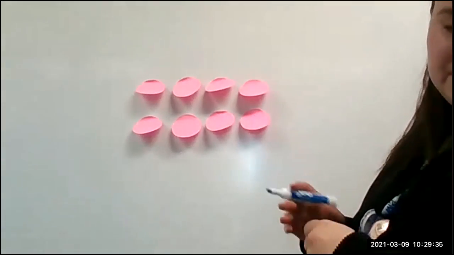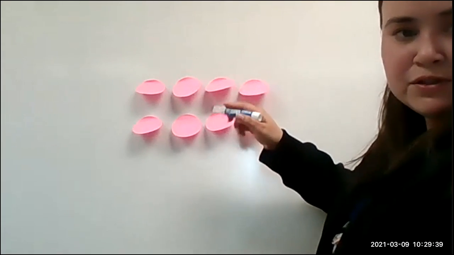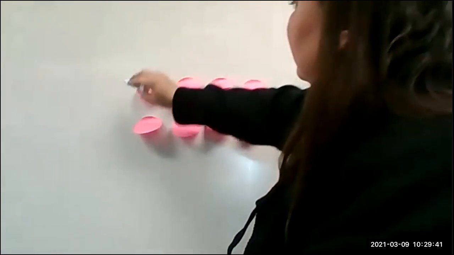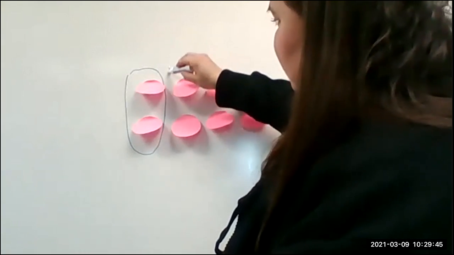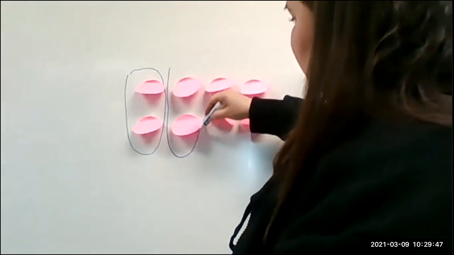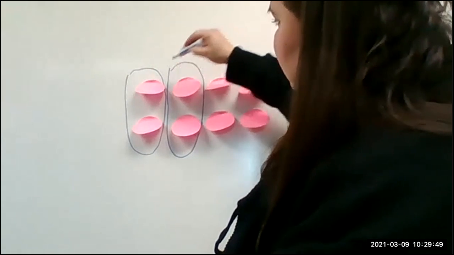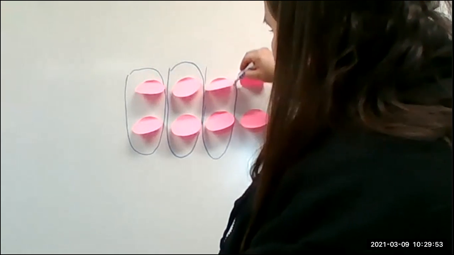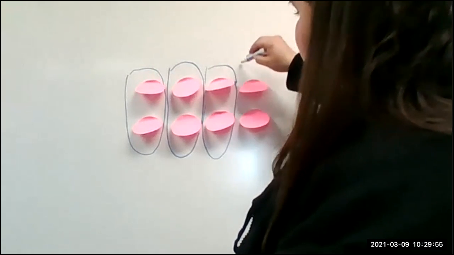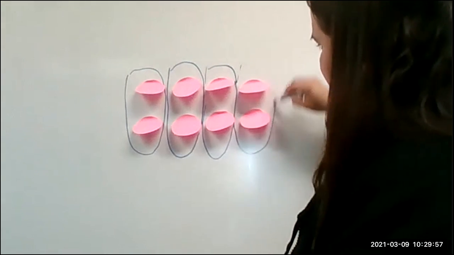All right, friends. Now, I'm going to group them into groups of 2. So I'm going to draw a circle around the groups of 2. So I have 1 group of 2, 2 groups of 2, 3 groups of 2, and 4 groups of 2.